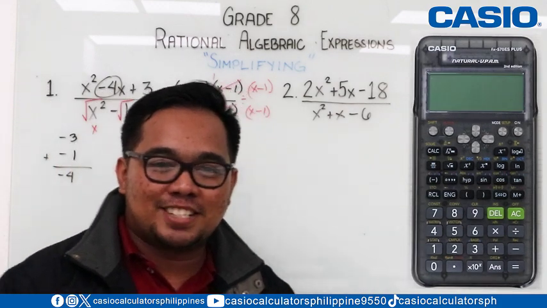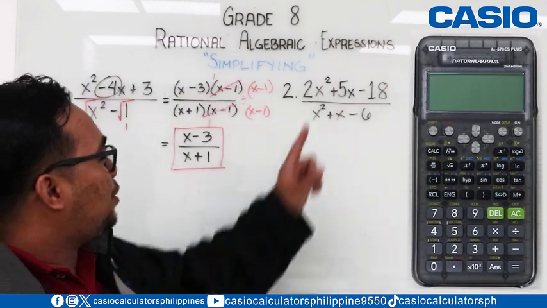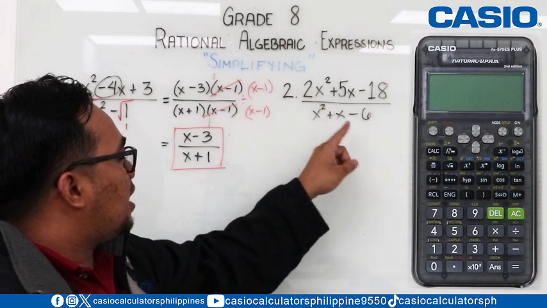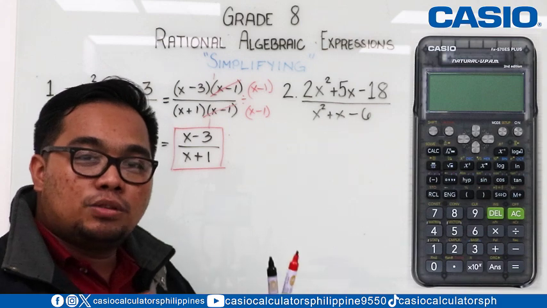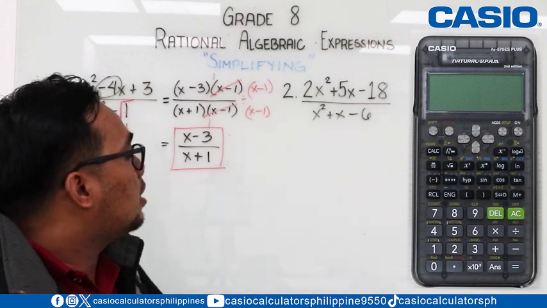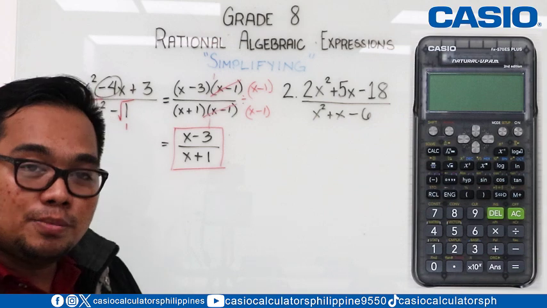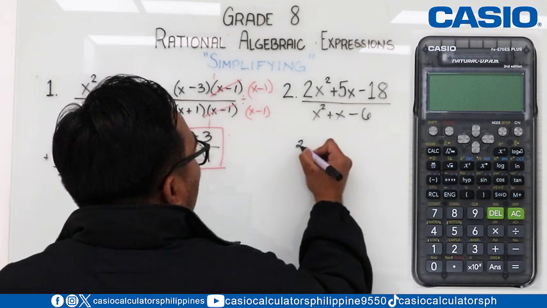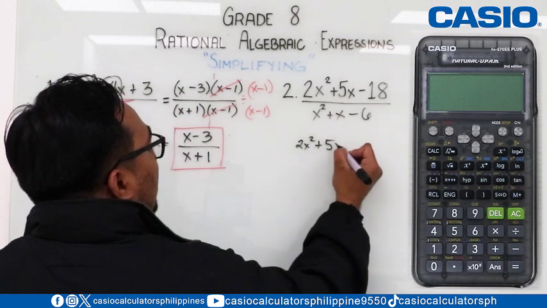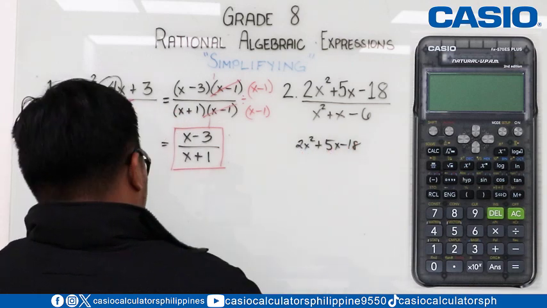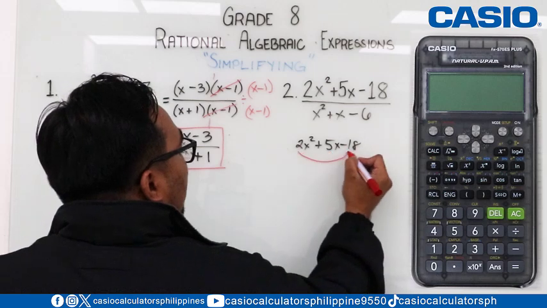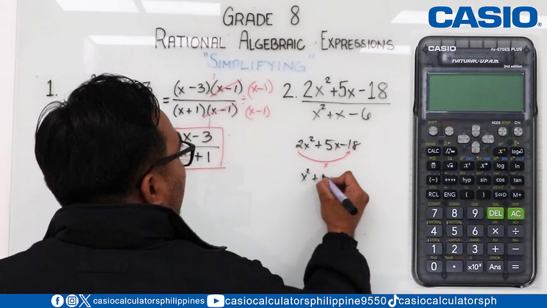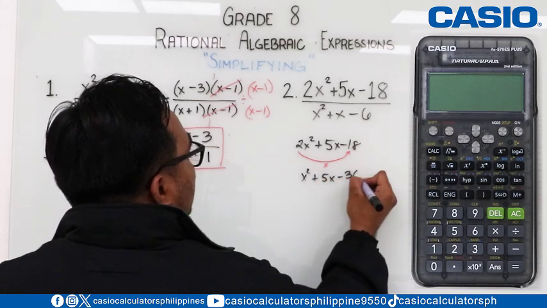Now let's move on to our second example. Now we have 2x squared plus 5x minus 18, and we have x squared plus x minus 6. Now how can we do the factoring here? Let's check first if the numerator is factorable. So let's check. We have 2x squared plus 5x minus 18. We slide down 2 and multiply it against the constant. So we have x squared plus 5x minus 36.